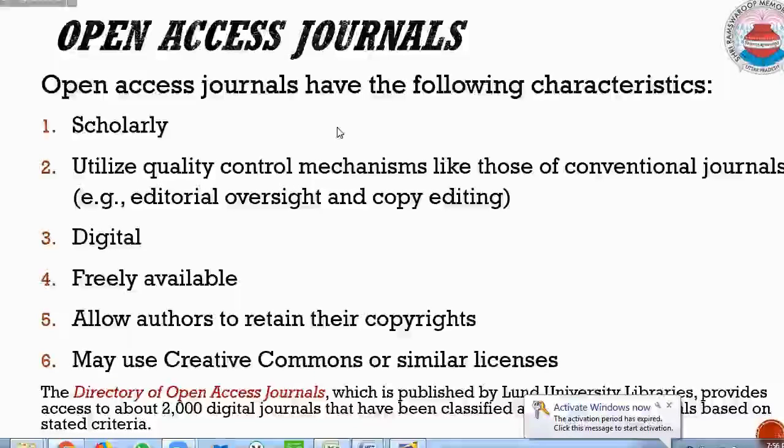If you want to publish in an open access journal, please check whether that journal is in the Directory of Open Access Journals or not. This is very important. This was a project given to that university by the Open Society Institute, and they make sure that the particular journal fulfills all the conditions required for an open access journal.